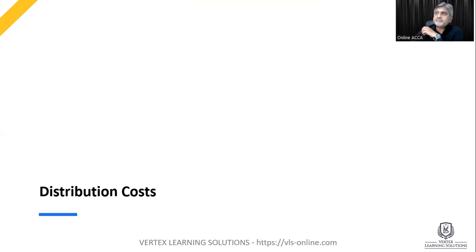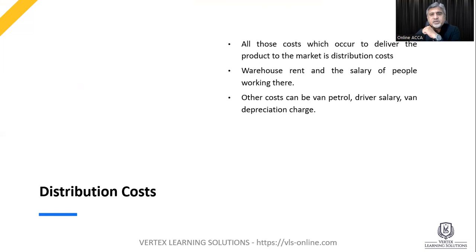Distribution, I explained, is distributing the products to different spots and different places. And that includes warehouse, salary of the people, fuel, drivers, and van depreciation charge. Depreciation, I'm not sure if you are familiar with. Depreciation means wear and tear, when something gets old. That loss in value is called depreciation.